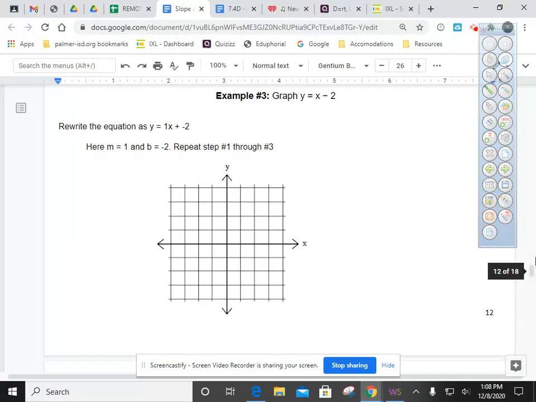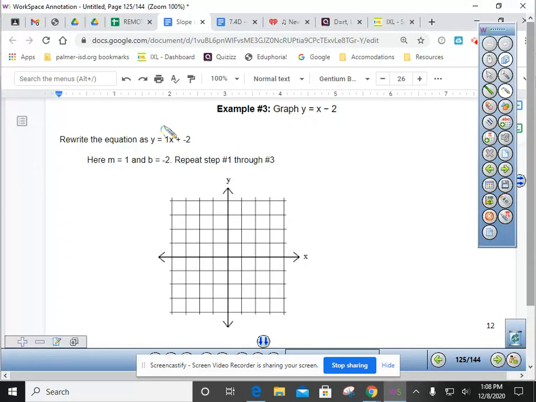We're going to graph y equals x minus 2. What is in front of the x? A 1. Right? So it's going to be y equals 1x minus 2. What is our y-intercept? Negative 2. So you start at your 0, put a dot at negative 2. The 1, you have to make it in fraction form. What do you think that looks like?